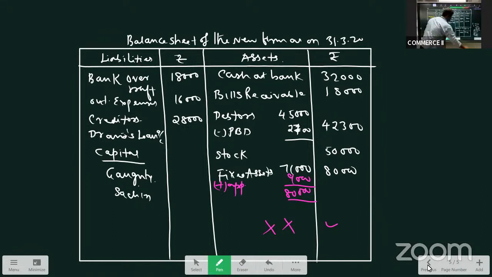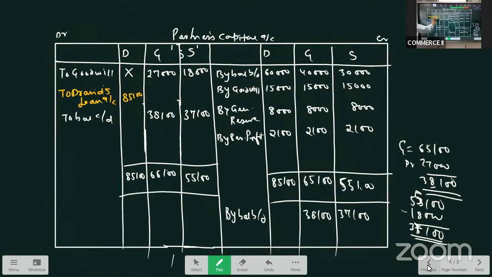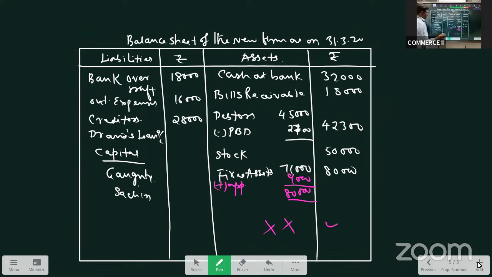And Dravid is retiring, so we have transferred his amount to Dravid's loan account. Isn't it? Refer to the partners' capital account. Dravid's loan account is 85,100, and for the rest of the partners, it is 38,100 and 37,100. Let us check the total.